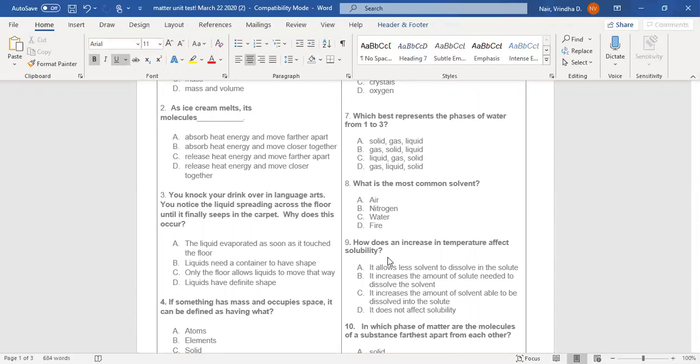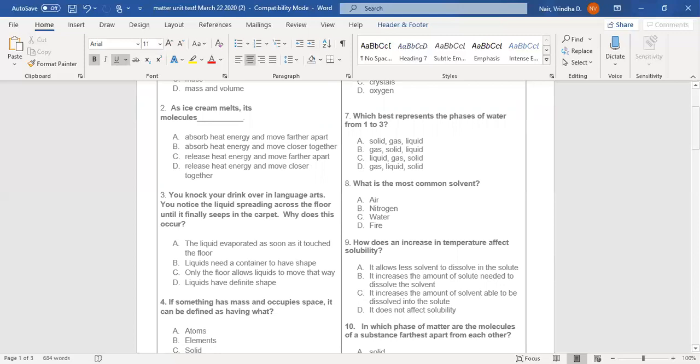It allows less solvent to dissolve in the solute. It increases the amount of solute needed to dissolve in the solvent. It increases the amount of solvent able to dissolve into the solute. It does not affect solubility.